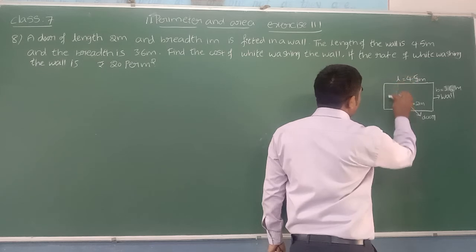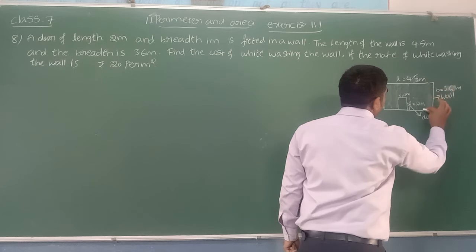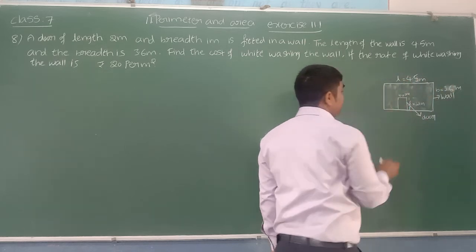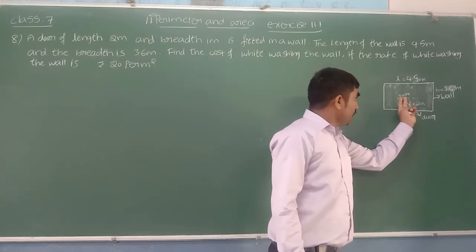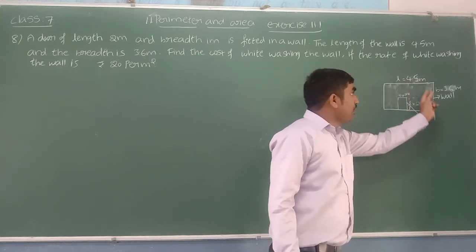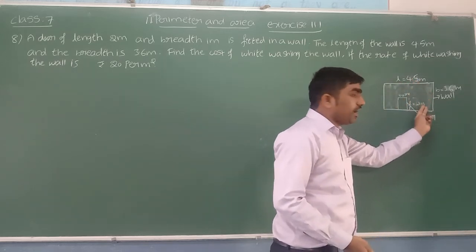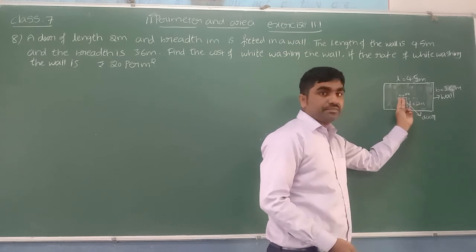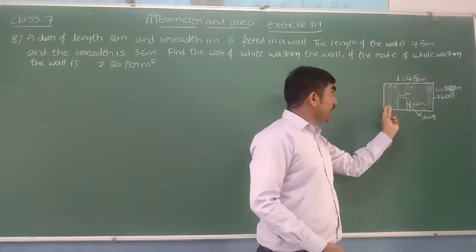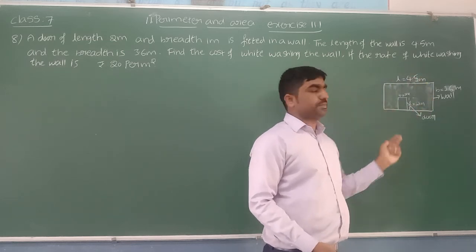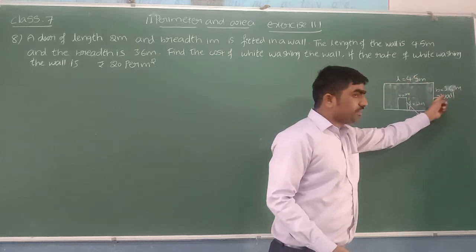See, this is the region they need to go for whitewashing. This is the place they need to whitewash. Means what? Except this door area, the remaining area of the wall they need to whitewash. So how can we find the remaining area except this area of the door? Yes, to know the required area to be whitewashed, first we need to find the area of the wall. See, we know the length and breadth.